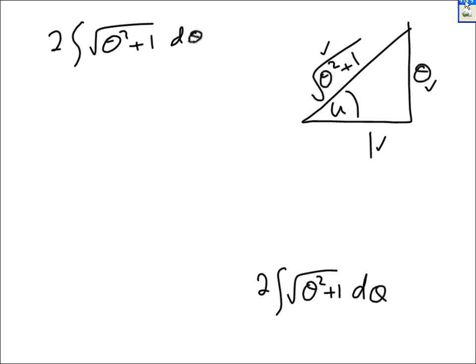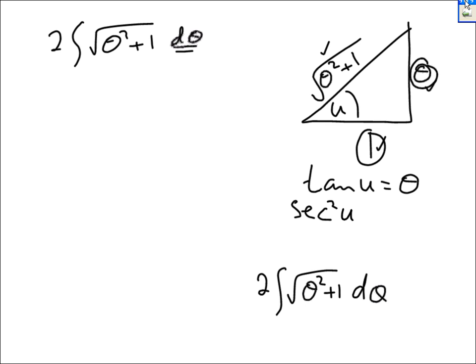Well, in this case, the tangent of u gives me theta over 1, which is theta. Now, I'm glad I got theta, because I need to get d theta. We take the differential of both sides. Secant squared u du is equal to d theta. So I have another way of writing d theta using just u's. I just now need another way of writing the square root of theta squared plus 1.